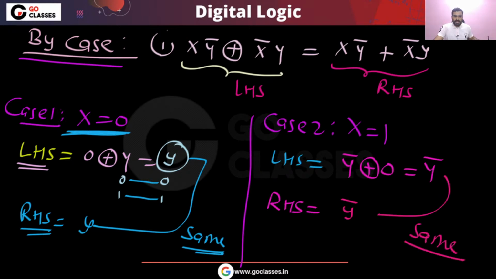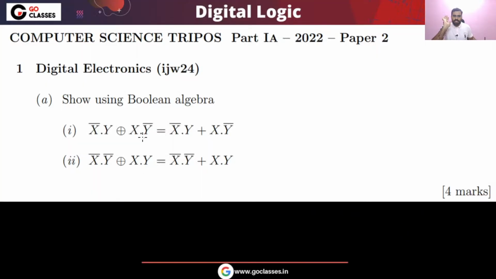Only two cases are possible, either x equal to 0 or x equal to 1. In both the cases, you can see that LHS is equal to RHS. So finally, this is the proof, and this is a very easy proof, yes or no? The by-case method is the easiest method if you want to prove these questions. This is a very simple question, and we have done it.